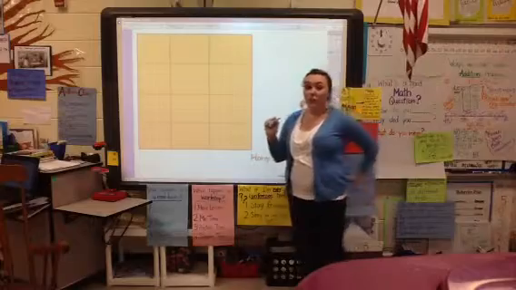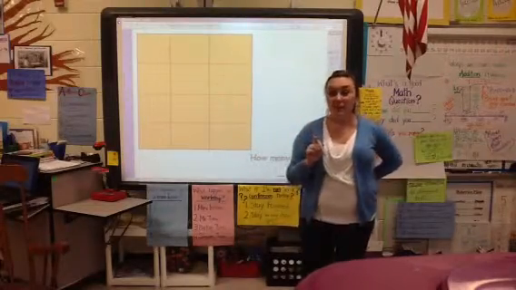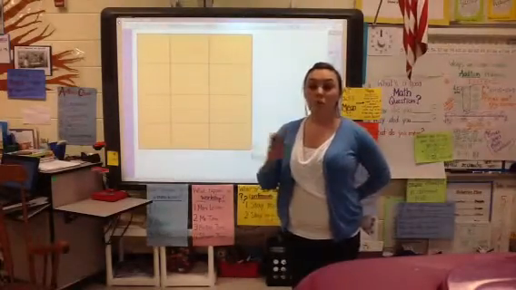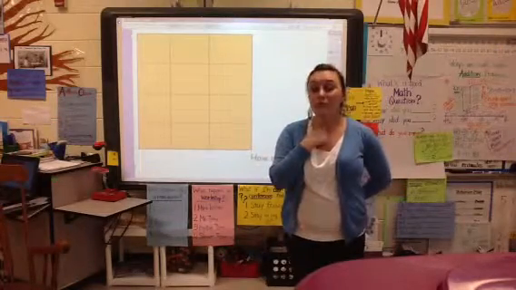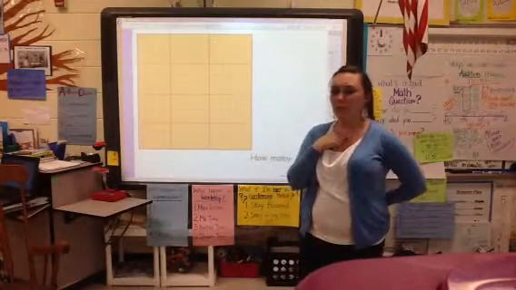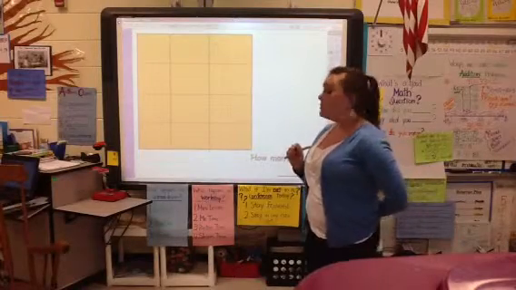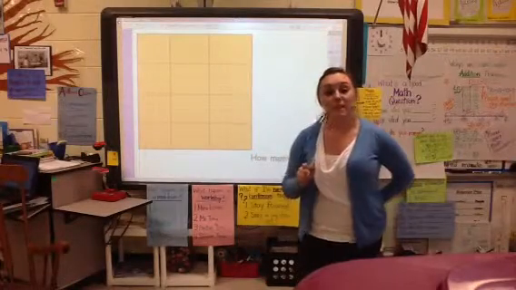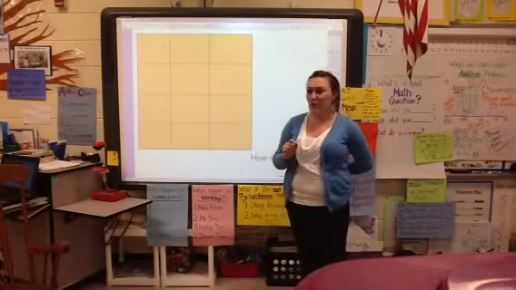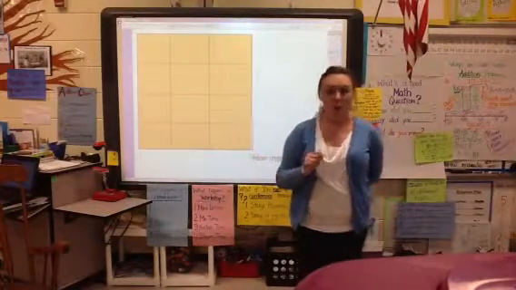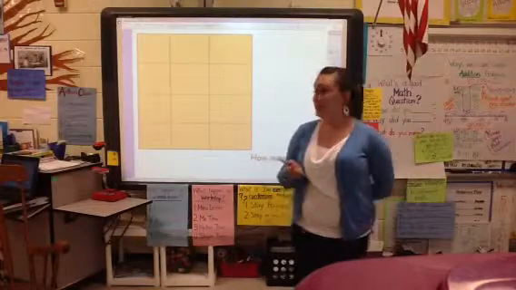Now let's look at one more. So this is a larger building. I want you to study it very closely. There are more rows, so more floors. And there are more rooms in this building. I want you to make a prediction about how many rooms might be in this building. Turn to your partner and tell them. I'm hearing some big numbers. I'm hearing 24 or 16.